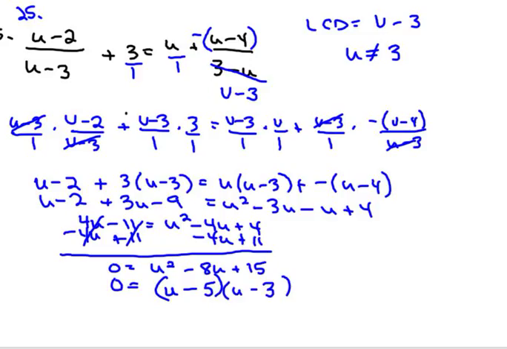Set each factor equal to 0. So I'm going to do that up here. U minus 5 equals 0. U minus 3 equals 0. Add 5 and one of your possible answers is 5. Add 3 and the other possible answer is 3. Compare both of these answers with the excluded value, and you see that u cannot equal 3. So this answer would be invalid. We cross it out. There's still a remaining answer, so we wouldn't say no solution here. We would just say the answer is 5.